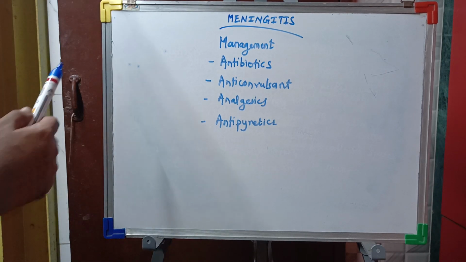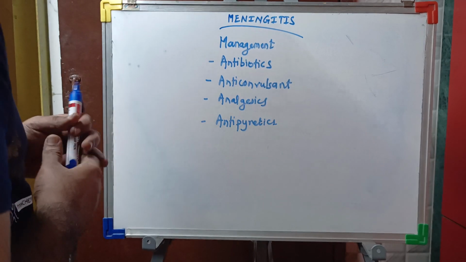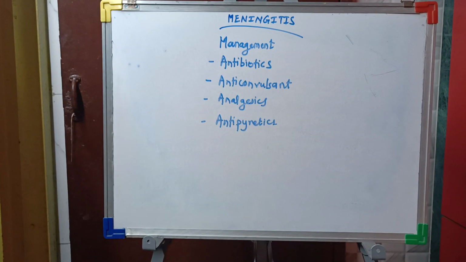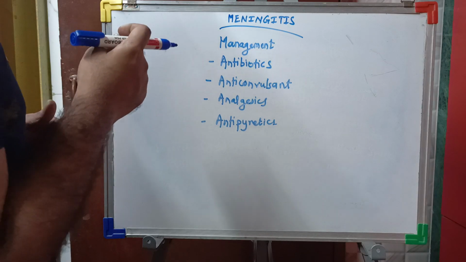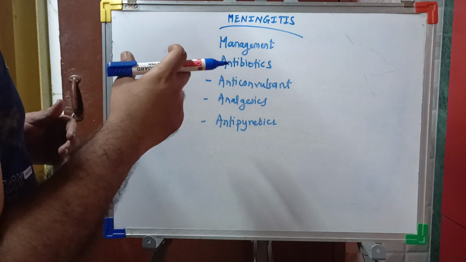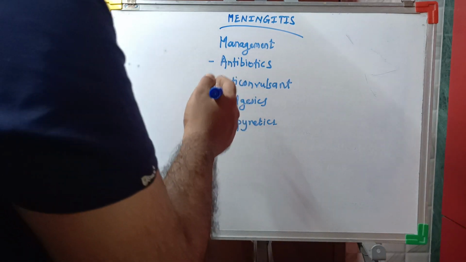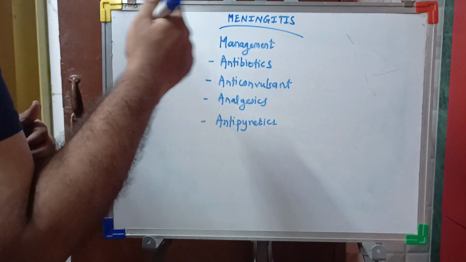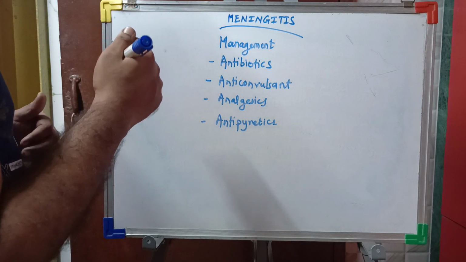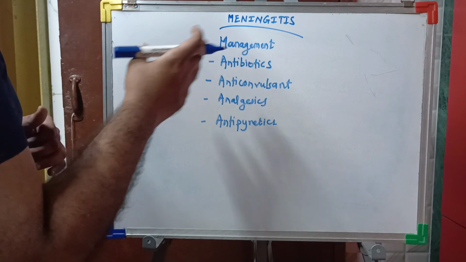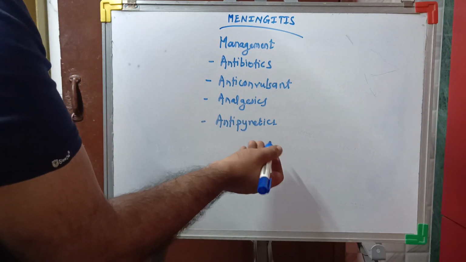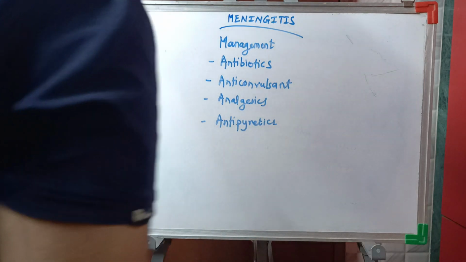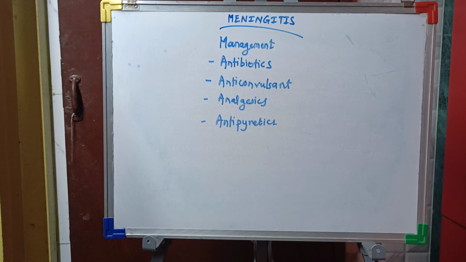Now we will focus on the management of meningitis. The first is antibiotics. Antibiotics should be started within 30 minutes of admission. Broad spectrum antibiotics like cephalosporin should be given to the patient. Anticonvulsants may also be given because there may be chances of seizures. Analgesics and antipyretics are given because the patient has fever. So this is the management of meningitis.